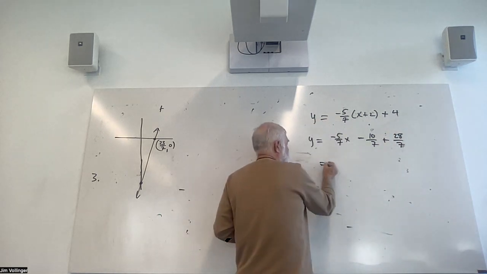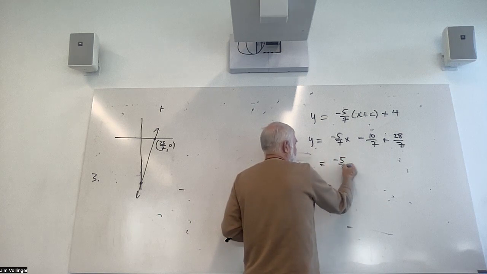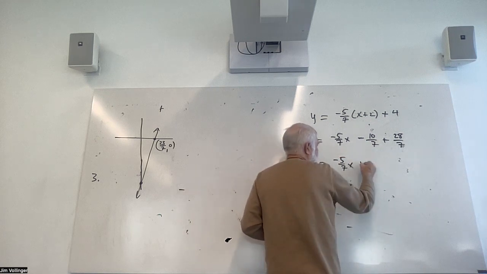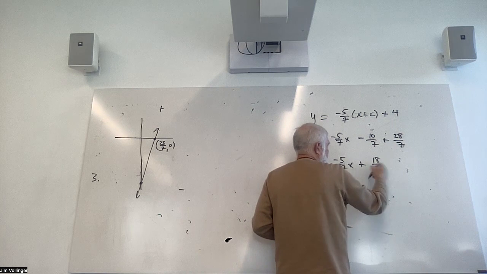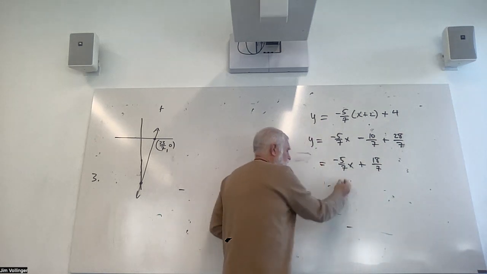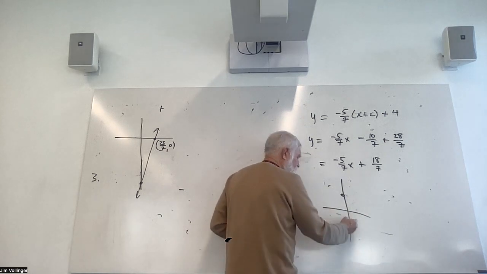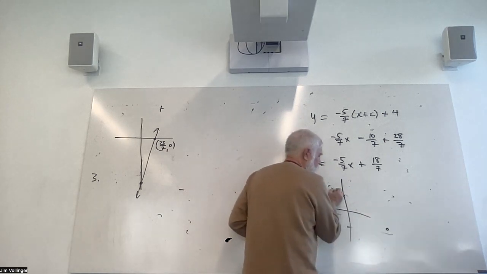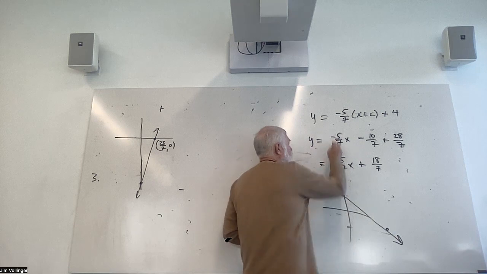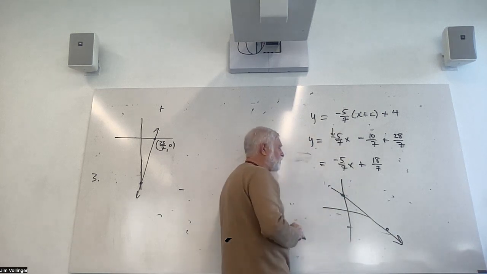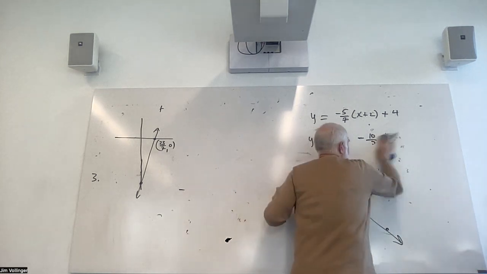So what's the slope-intercept form? -5/7 x plus 18 7s, which is a little smaller than 3 units. So we're a little bit smaller than 3 units going up. Going down 5 units and over 7 puts me here. Decreasing function, which we knew to begin with because it's a negative multiplier. All right.